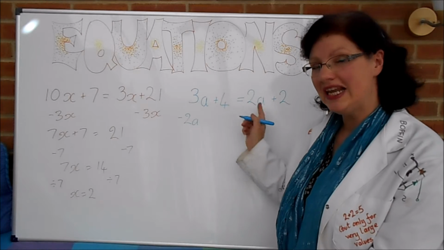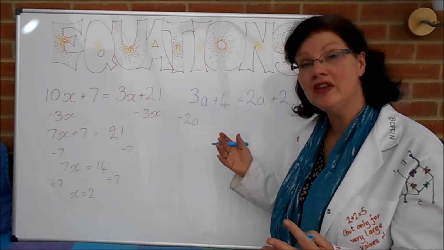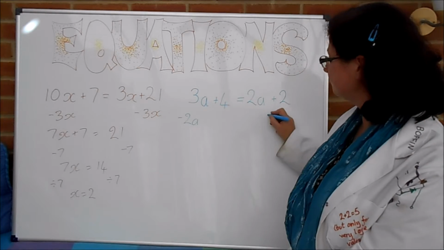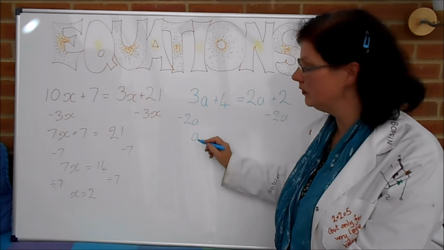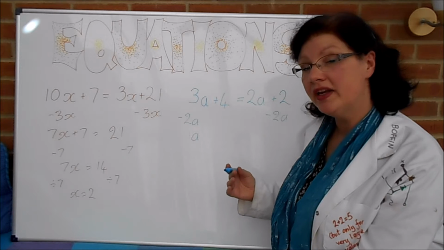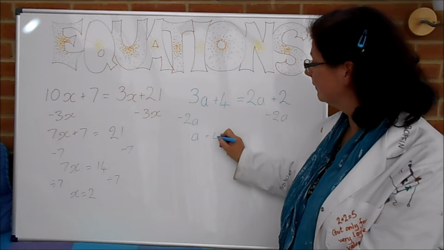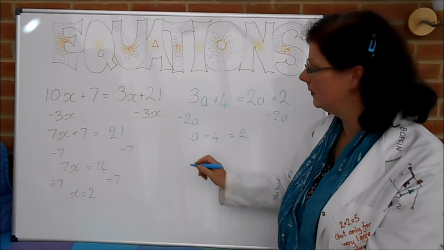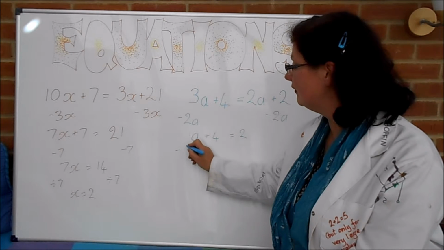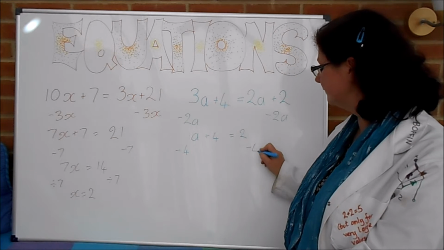Incidentally, we're moving the letter first and then the numbers. You could do it the other way round, it works just fine. So that gives us just A on its own. You can write 1A if you want. Okay, A plus 4 equals 2. Then we're going to subtract 4 from each side.